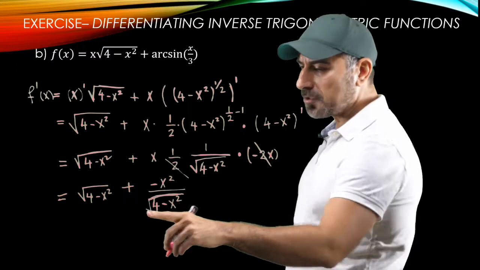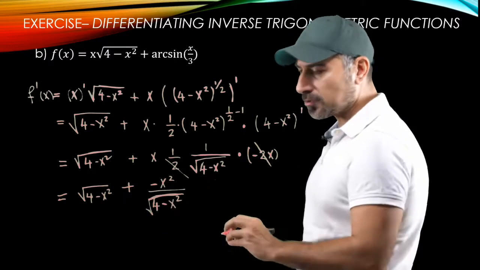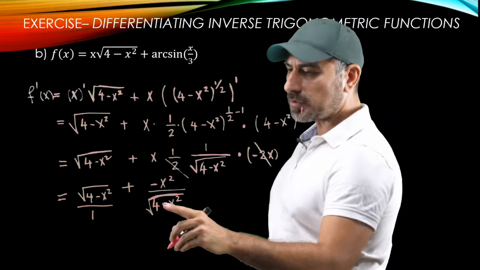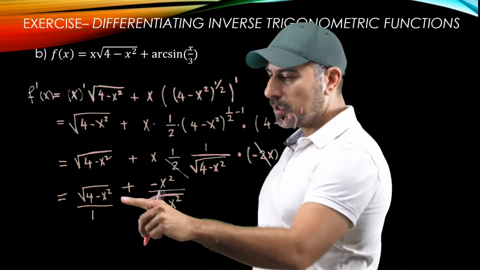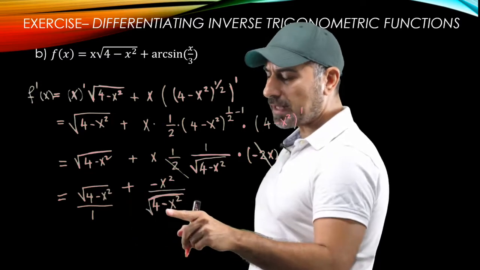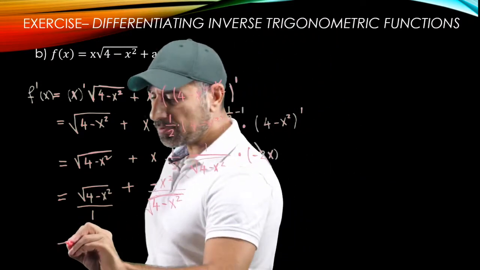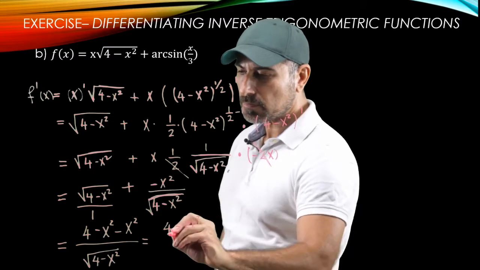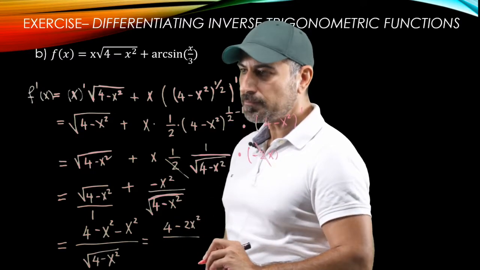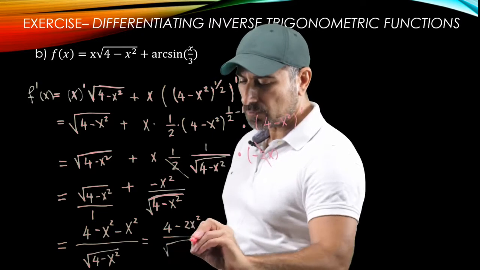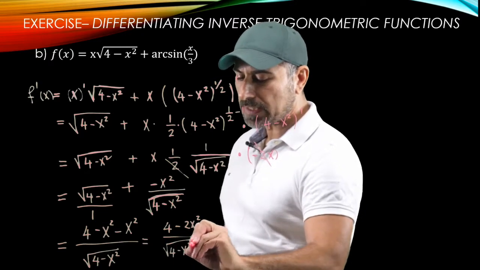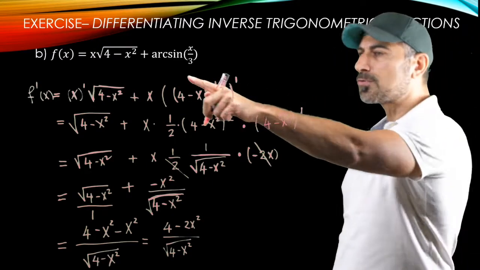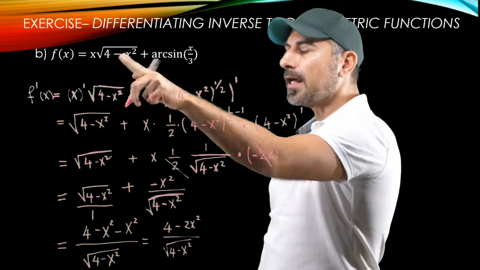We can also find a common factor here to bring these two pieces together. I can put a 1 here and get a common factor, and the common factor is exactly this radical term. So we're going to multiply the top and the bottom by the radical term and deduce that 4 minus 2x squared divided by radical 4 minus x squared. So this part takes care of only the derivative of this piece here, and we also have to take care of the derivative of this.